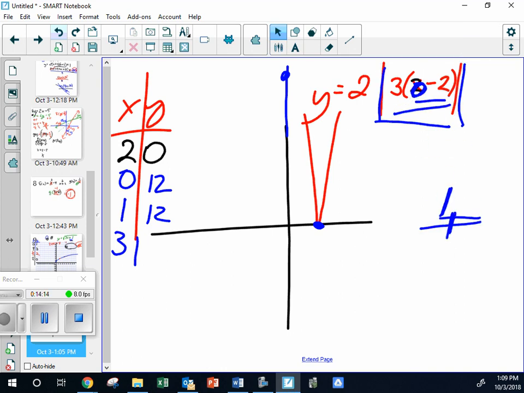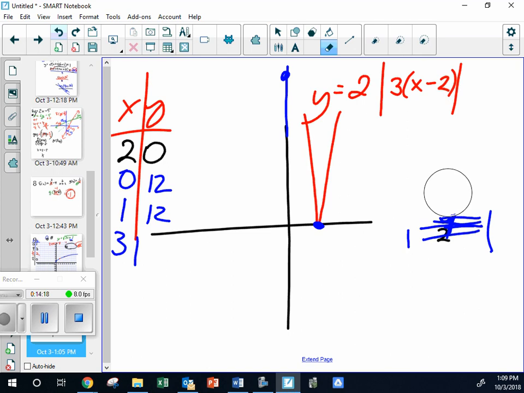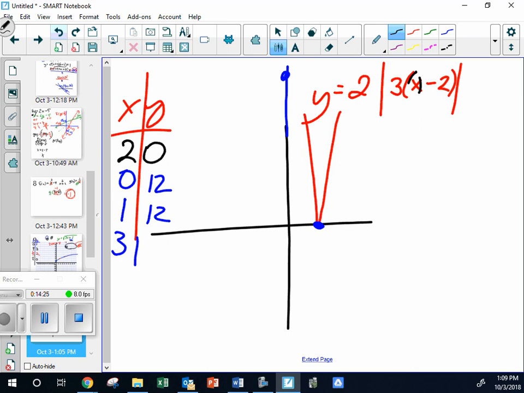I got to clean this up. I can't see. Okay. I'm putting in a 1. Oh, different color. 1. There we go. Thanks for your patience. 1 minus 2 is -1. 3 times -1 is -3. Absolute value of that is 3. 3 times 2 is 6. There we go. 1 gives me 6. Over 1, up 6. That actually works even better. There we go. My side of my V is now shaping up.